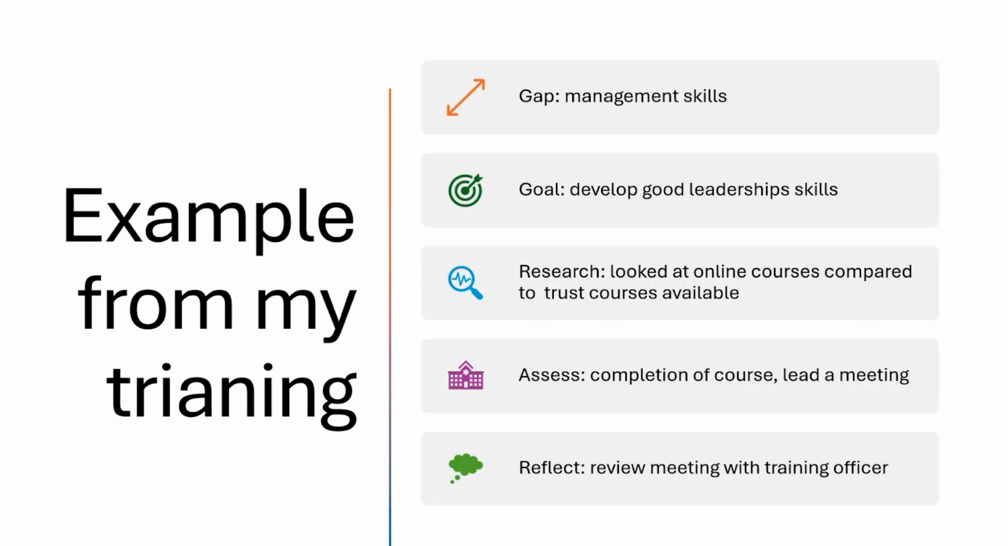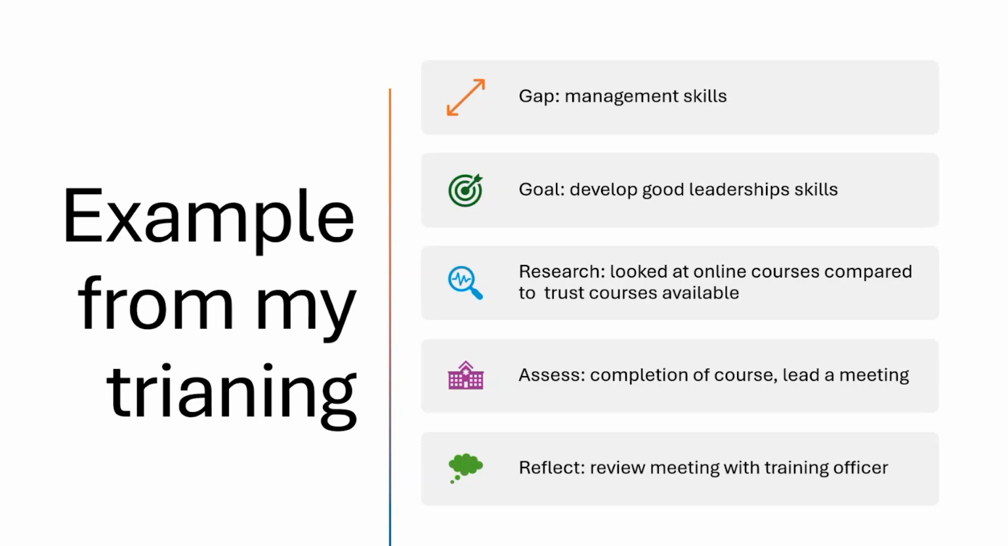So at the beginning of my training, me and my training officer had a meeting, and she stated that by the end of my training, I'll be involved in management roles as well. And this was a gap that we identified that I had no prior experience in. So my gap was management skills, and the goal I set was to develop good leadership skills. And we then went on to further identify what good meant for us and how good was going to be assessed by my training officer.